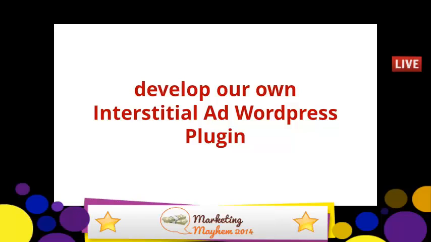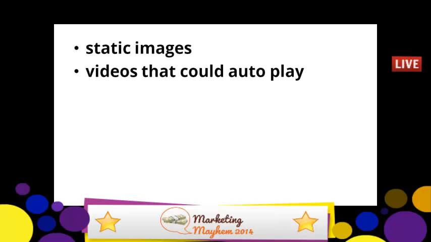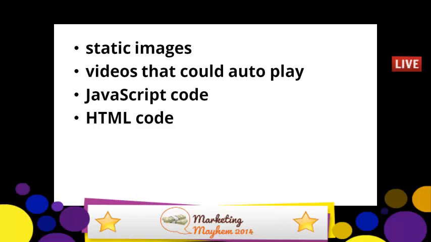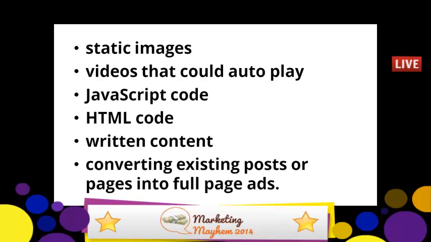But it wasn't easy. It took well over half a year just to develop it and work with a programmer to do so, and another 4 months of testing and quality assurance and getting all the bugs out. And apart from that, we began to test different content types to see what converted well and what didn't, such as static images, videos that could autoplay, JavaScript code, HTML code, written code, and even converting existing posts or pages on our WordPress blog into full-page ads. So basically, essentially converting our existing content into monetized content. And we found what worked and kept it in our plugin, and dumped what didn't work.